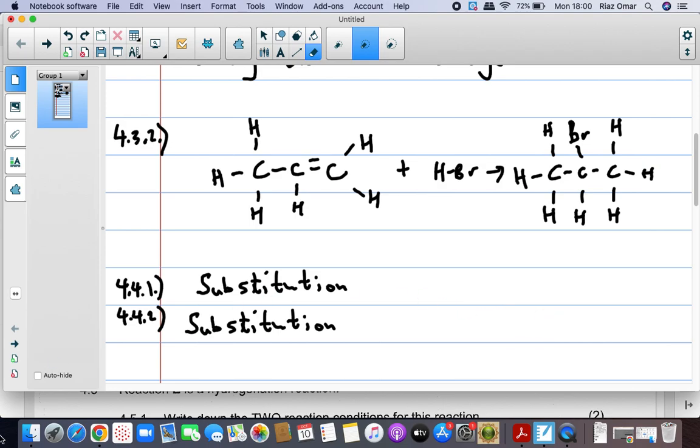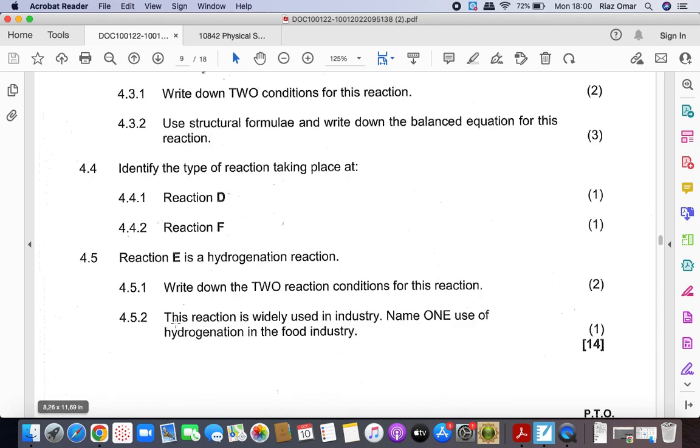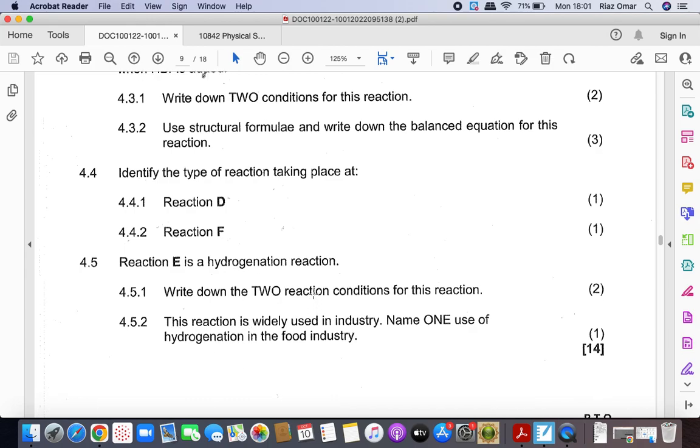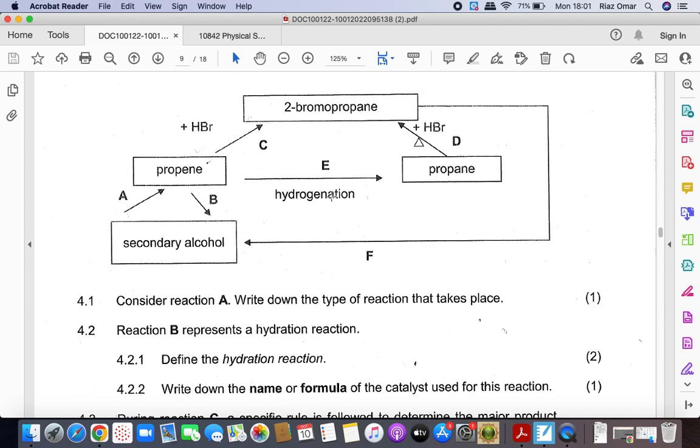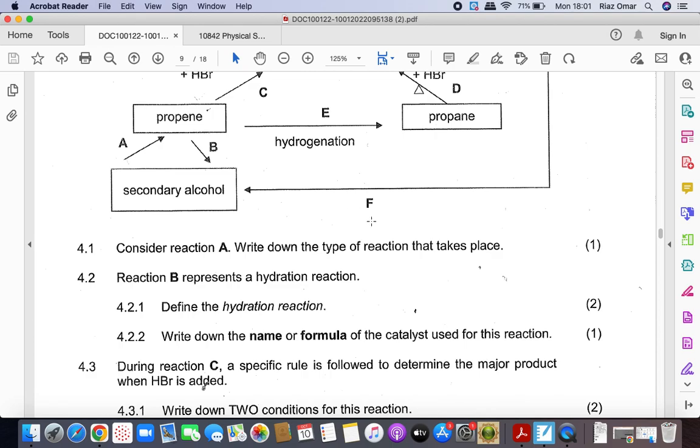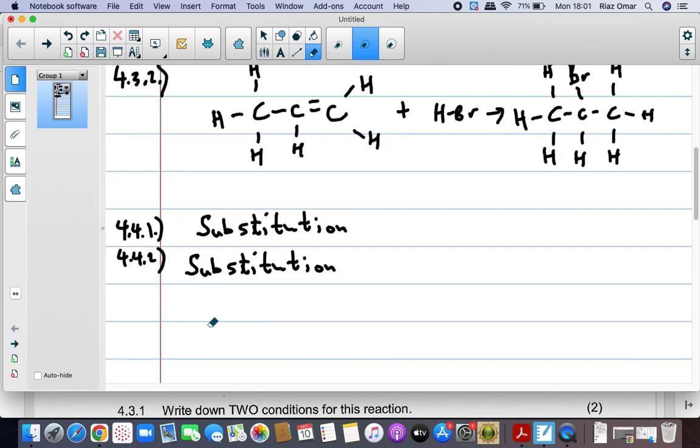Alright, let's see if there are more questions. 4.5. Reaction E is a hydrogenation reaction. Name 2 reaction conditions for this reaction. 4.5.1. You must know your rules here: there must be no water, and there must be a catalyst, like a nickel catalyst. There are others as well.